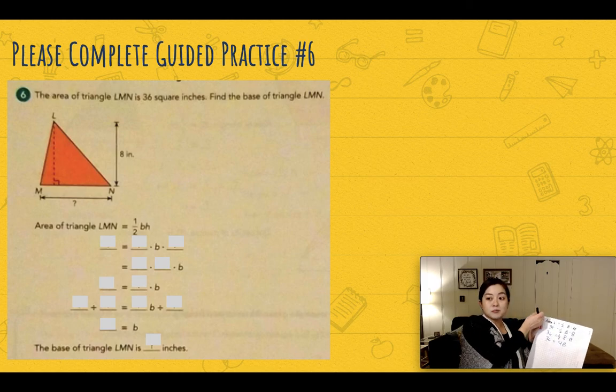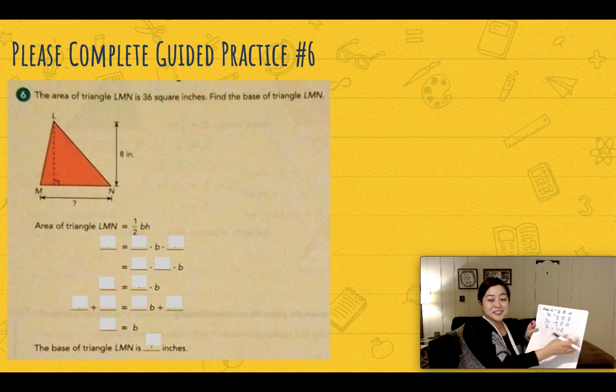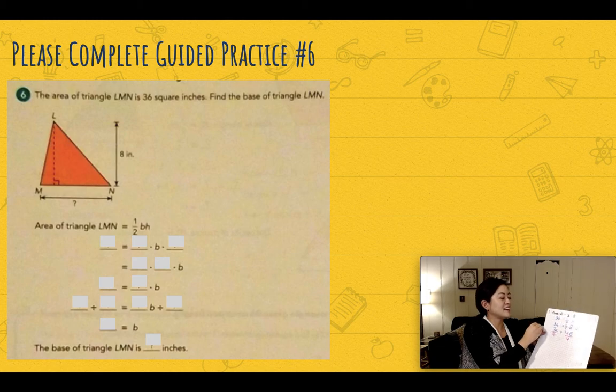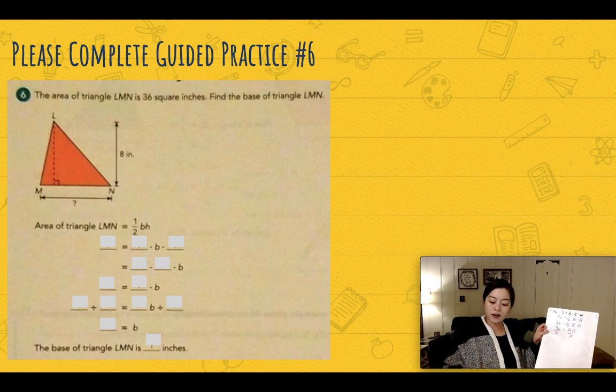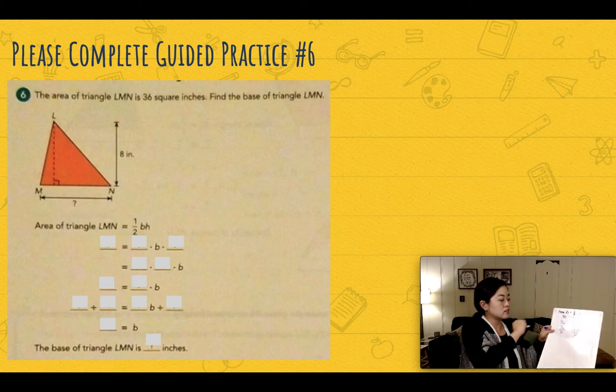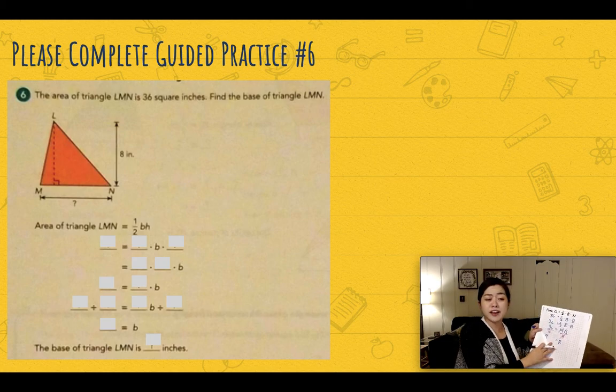I want to just get b by itself, so what do I need to do? I think you know by now, okay? And this cancels out, okay? And b is equal to 36 divided by 4. And sweet, 36 divided by 4, I know is 9, but I can't forget my unit of measurement, which is inches.